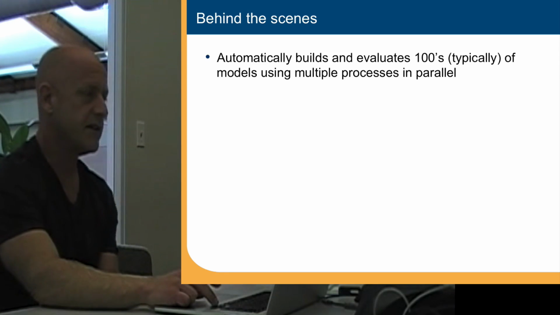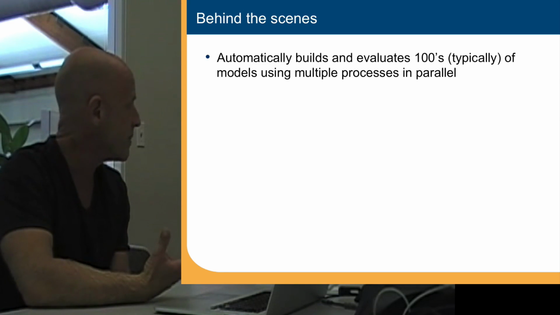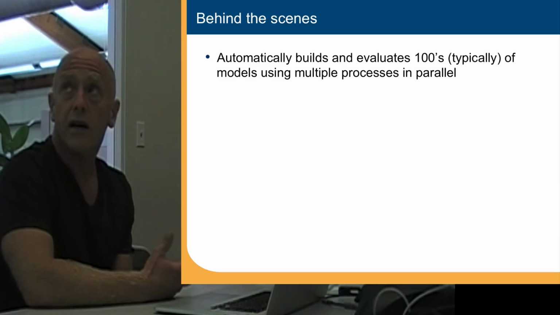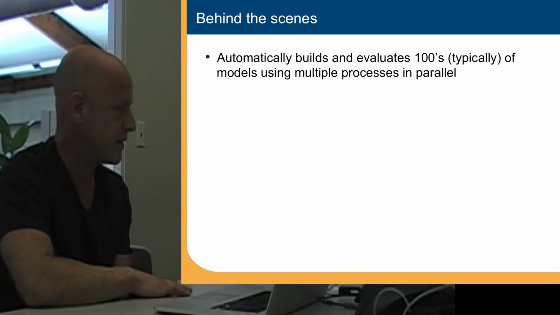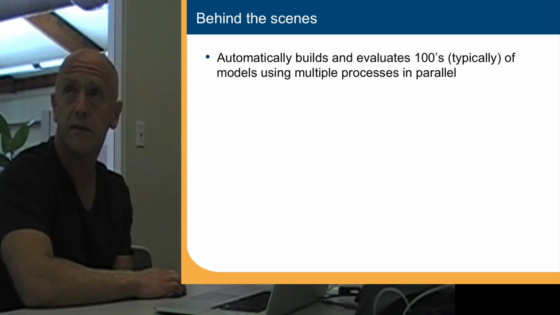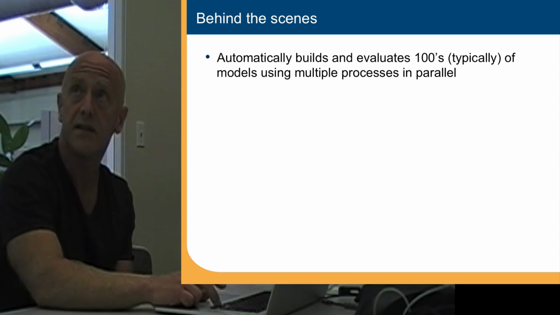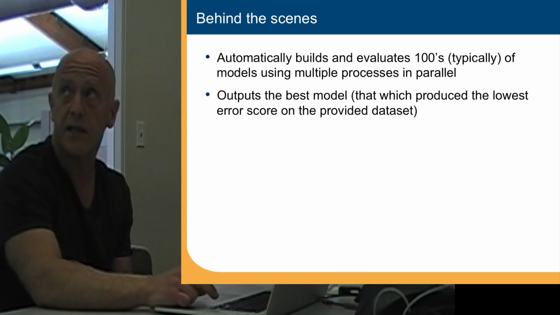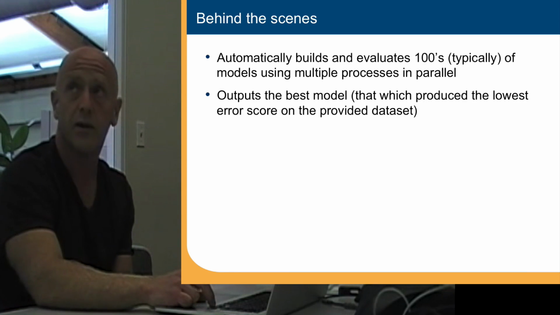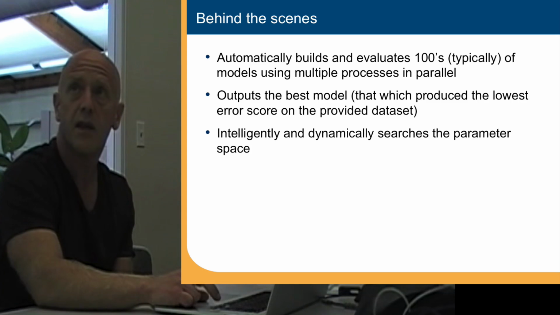So behind the scenes, what swarming is doing is it's building up and evaluating typically hundreds of models in parallel. You can run it on a machine using just one process, or 32, depending on how big your machine is. The swarming outputs the best model, and by best we mean the model that produced the lowest error score. So we're not weighing anything else other than the error score.